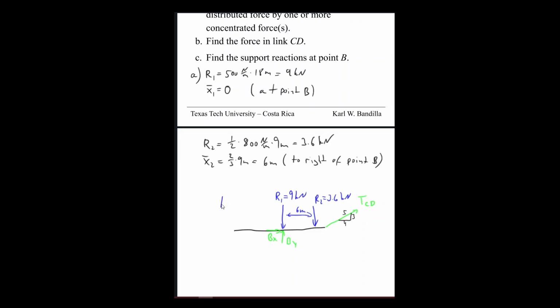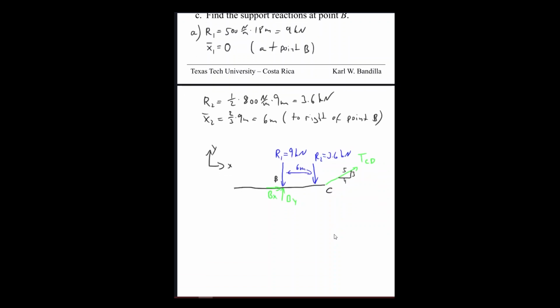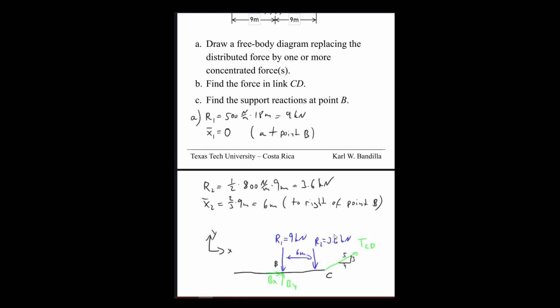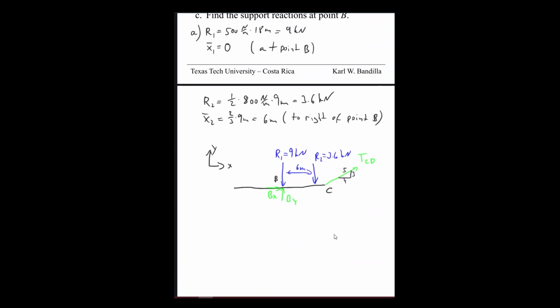Oh, let's do a coordinate system. But let's leave that in black as usual. Coordinate system X and Y. Let's put our point names in here again. So this was point B. That was point C. And I think with that we have all that we need. So that was our free body diagram, and now we're supposed to find the force in link CD.